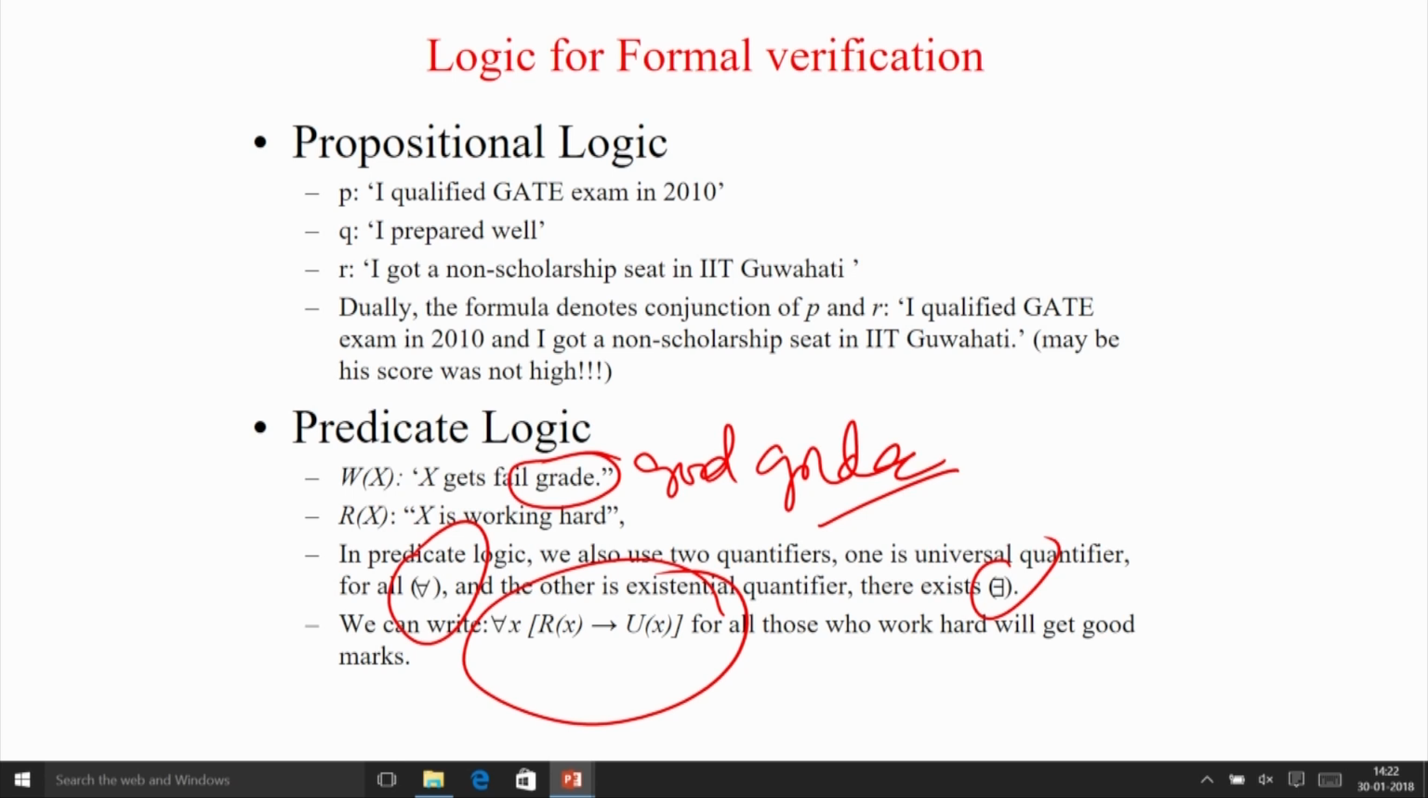So predicate logic means that there can be a for all and there can be existential quantifiers. It is saying that for all x, Rx, that is, all who are working hard, imply Ux. That means we will get a good grade; a fail grade would be something very unnatural. So you can write it that way, but the idea is that propositional logic means there is no quantification, it is a direct hit, like I get good marks, you get bad marks, and predicate logic means you can have quantification.